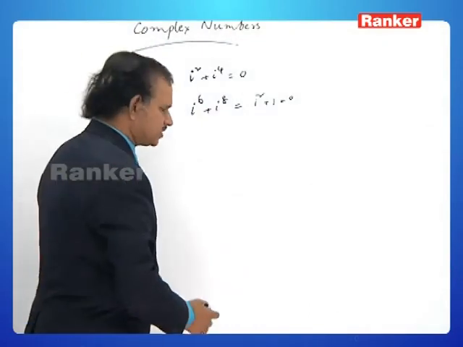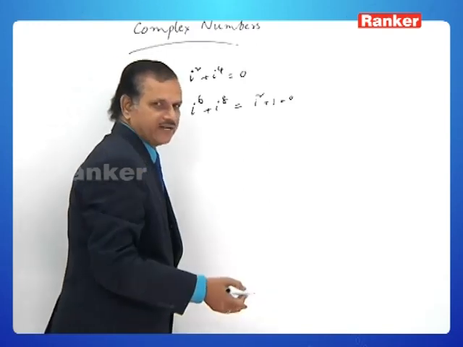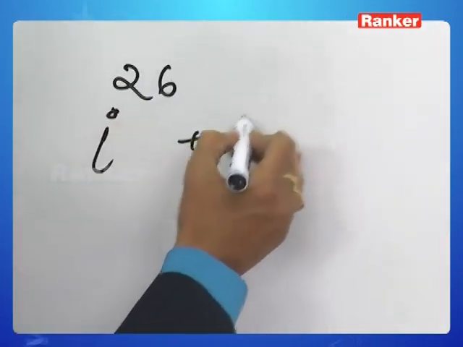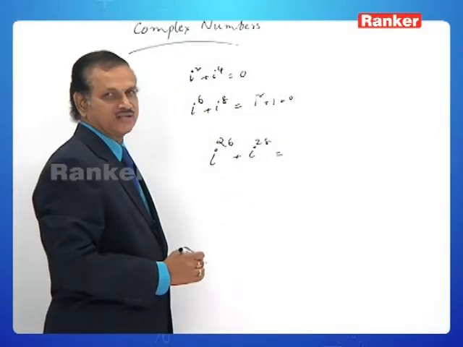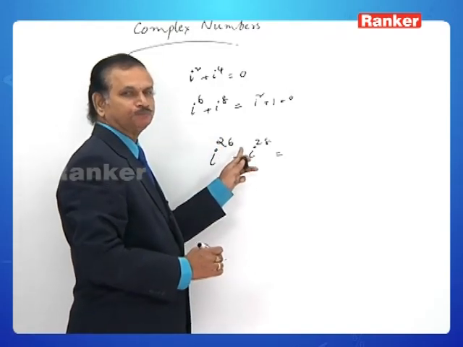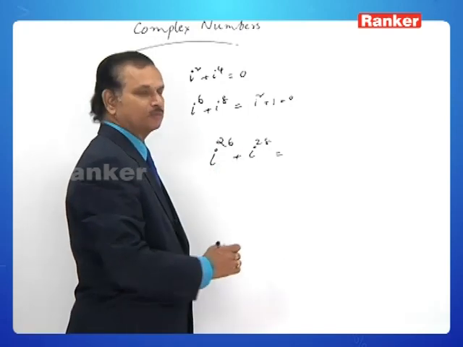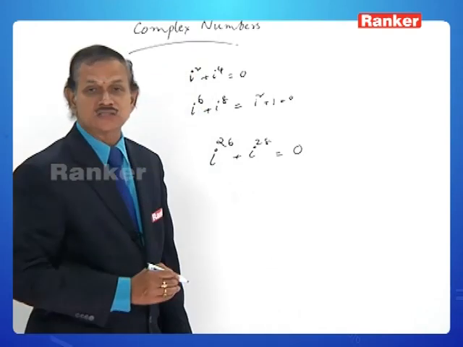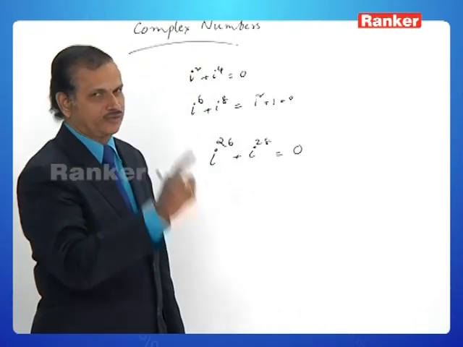You take any two successive even integral powers, that is i to the power of 26 plus i to the power of 28. How can it be? What is i power 26? 6 fours are 24, 24 plus 2. So i power 24 into i square is i square. It is minus 1. This is plus 1. 0. What do you say? Any two successive even integral powers of i sum to 0.